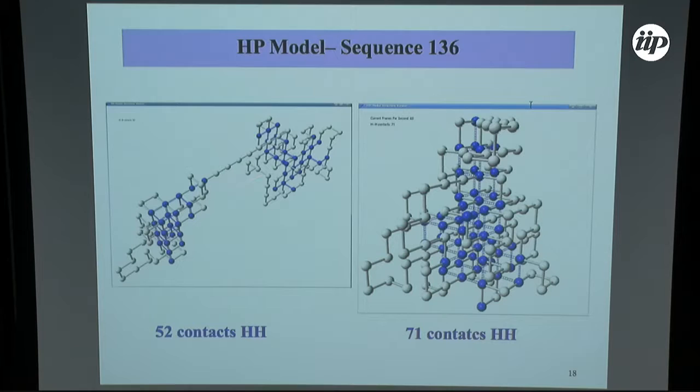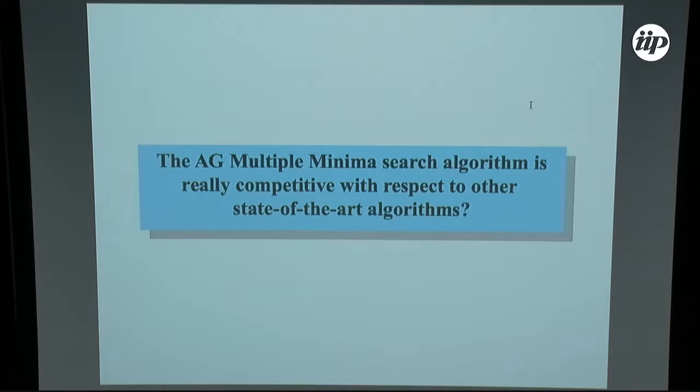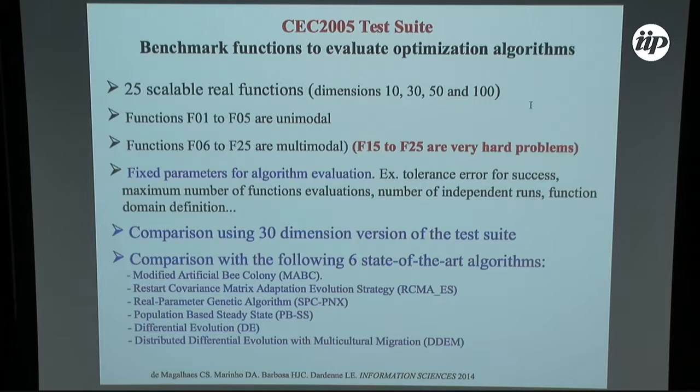A very important question is: we have a very good algorithm for the HP model, but is this algorithm good for protein prediction with an atomic model, and is it really competitive with other state-of-the-art algorithms? Our approach was to test it using the CEC 2005 test suite.